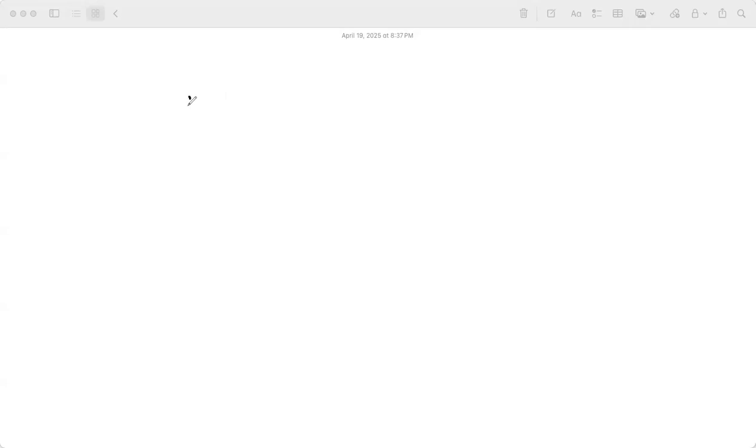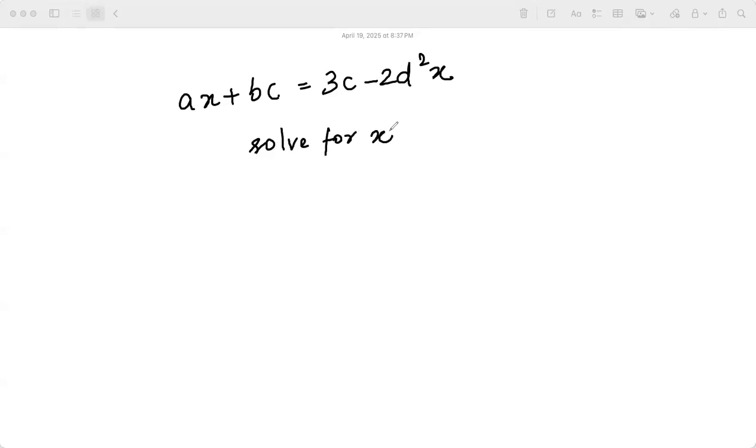Suppose I give you this: ax plus bc equal to 3c minus 2d square x. Solve for x. This is solving for literals. It's a part of your algebra 1 itself in school as well.